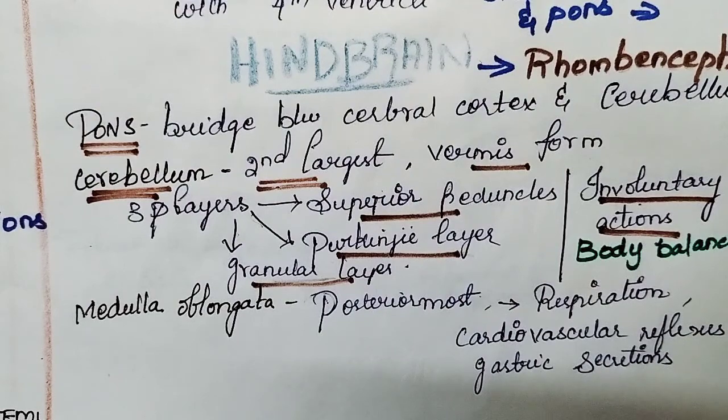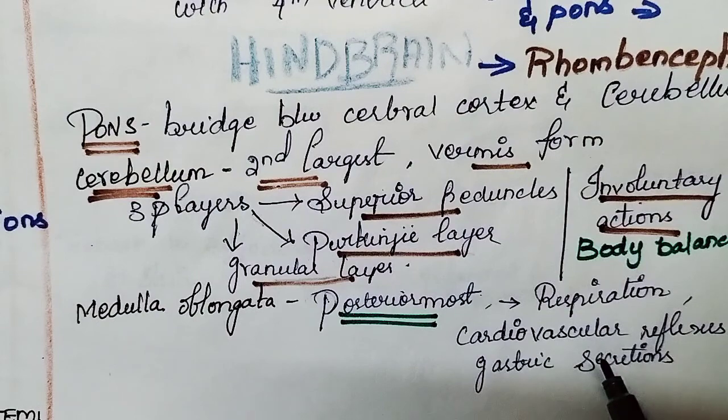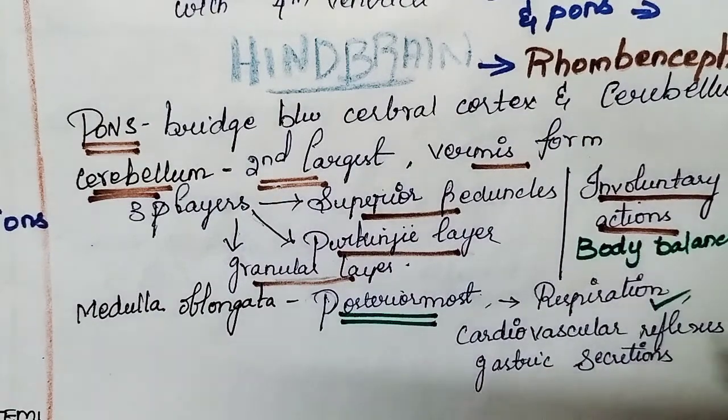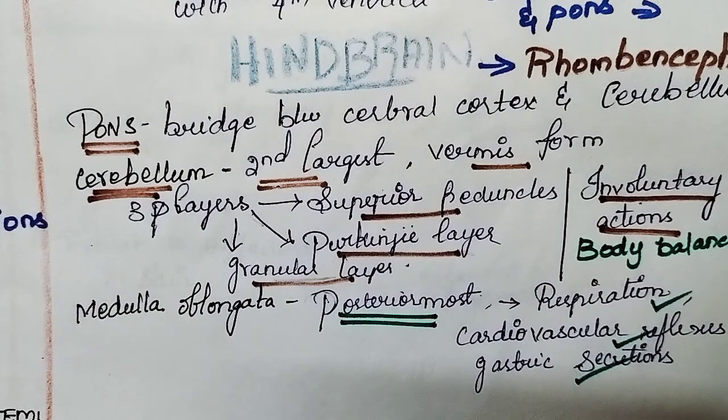Medulla oblongata is the posterior most part of the entire brain. It has major functions in respiration control, cardiovascular reflexes and gastric secretions: the breathing control, the pumping of our heart and any defects in the vessels, and the secretions made in our stomach.